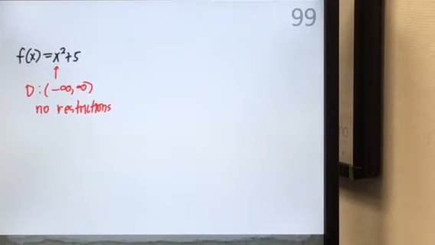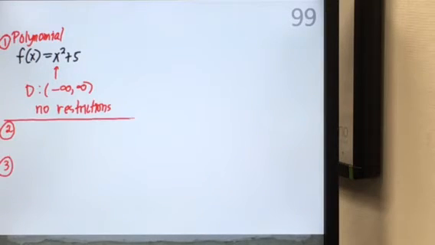And for all functions that are in this form, this is what we call a polynomial function. It has no restrictions. Now, the functions that have restrictions are the following. We have the rational function and the radical.